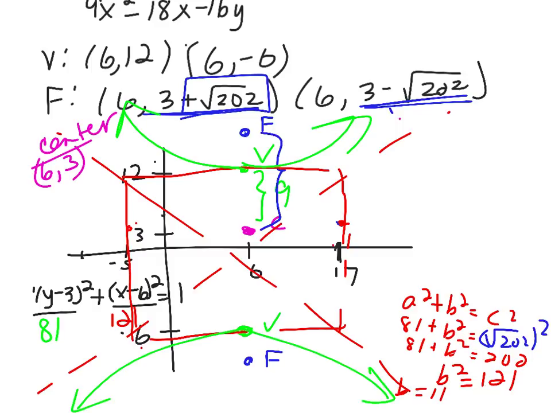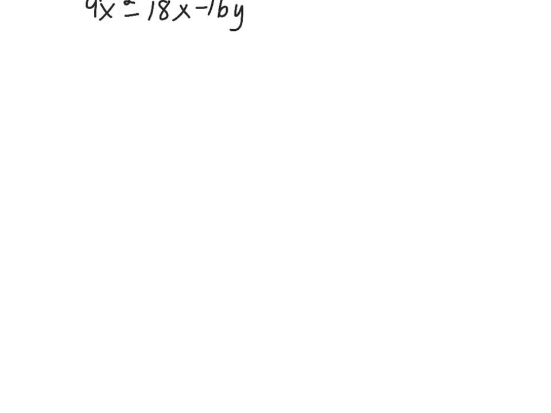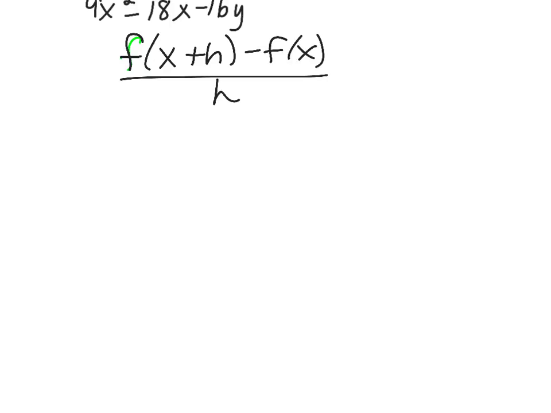Okay, so let's take a look at number 7 here. So it's the difference quotient. The difference quotient is f of x plus h minus f of x over h. And I'm using f of x is equal to x squared plus 2x minus 5.